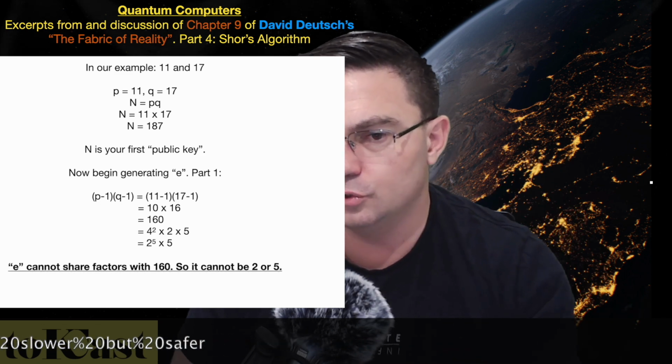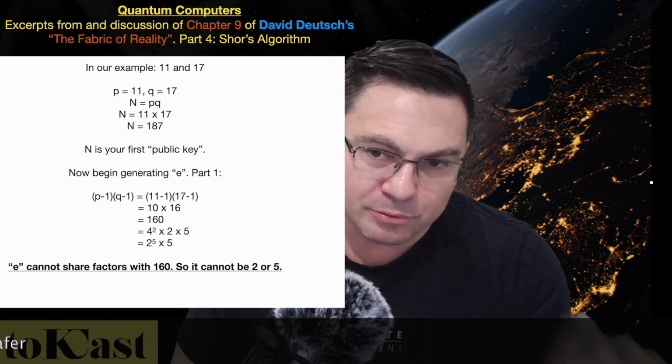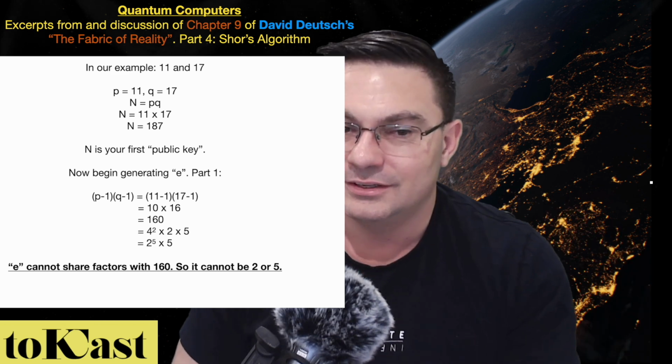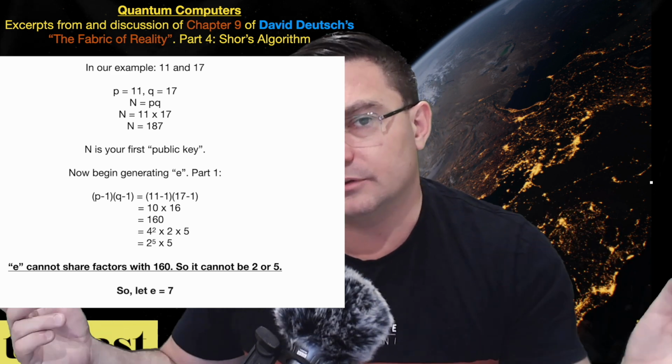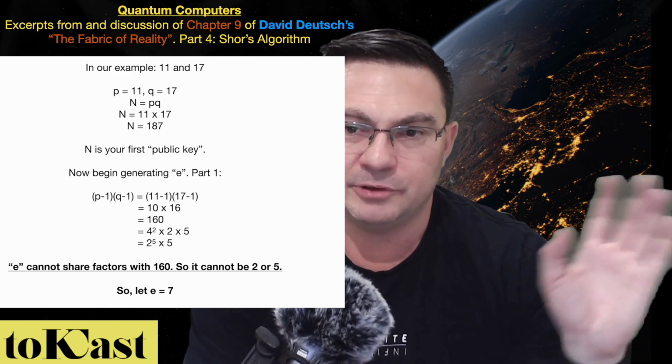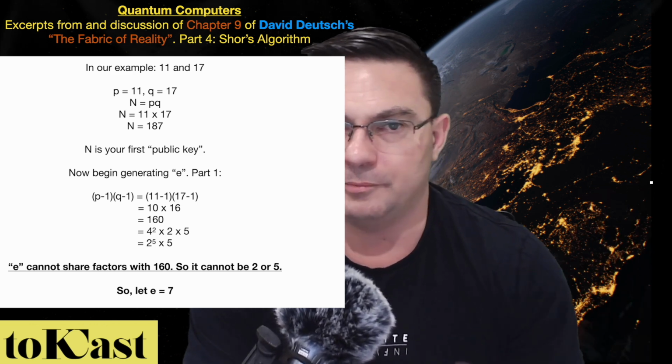So it can't be 2 or 5. It should be prime, but not P or Q either. So let's just pick the number 7. Let's let E equal 7, because it meets all of our criteria. It can't be 2 and 5, and it can't be P and Q.